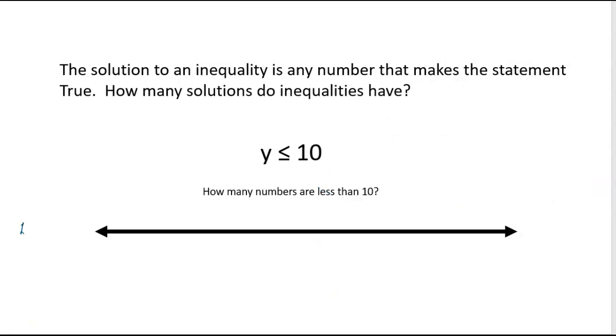And the biggest difference between an equality and an inequality is that an inequality has many solutions. If this is y is less than or equal to 10, make my little dot here, every number that's less than 10, or every number that's to the left of 10, will be a solution. 0 would be a solution. 5 would be a solution. Every number between would be a solution, including decimals, fractions, everything. Any number greater than 10 would not be a solution. So there are infinite numbers of solutions to inequalities.